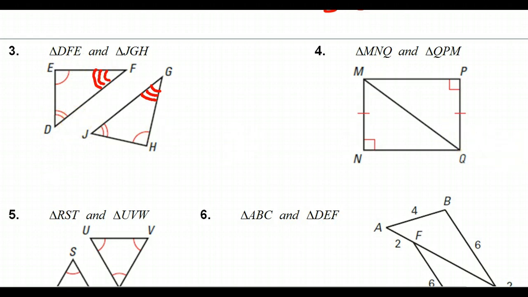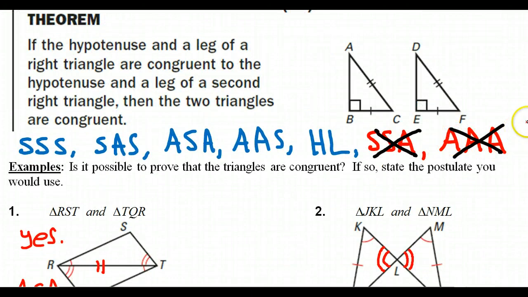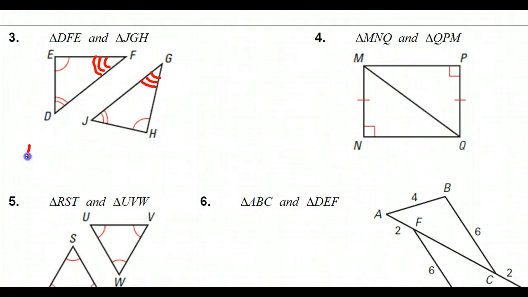Is there such a postulate? No. Angle, angle, angle does not prove that two triangles are congruent. So for this one, I would simply say no.